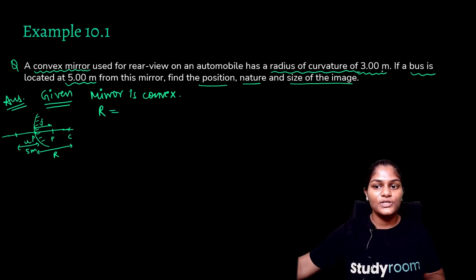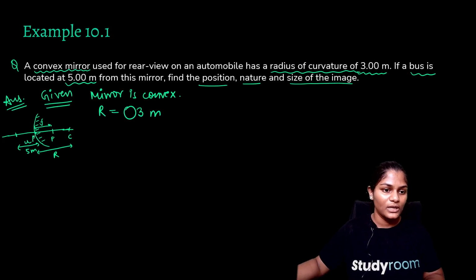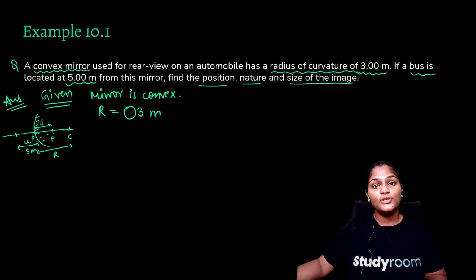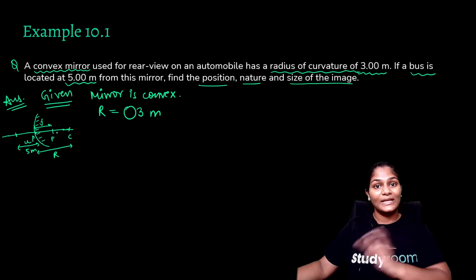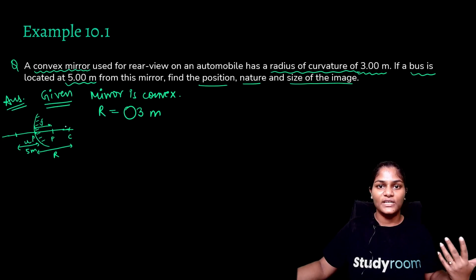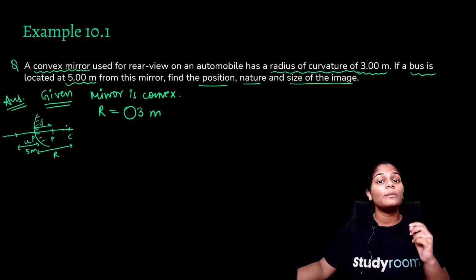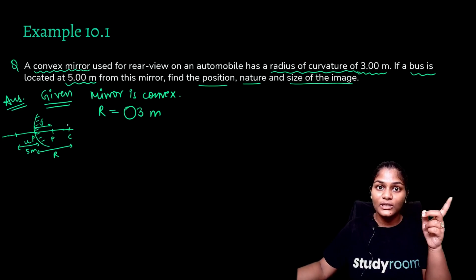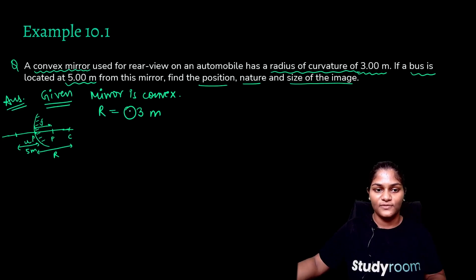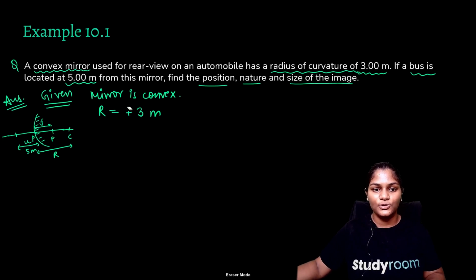So the radius of curvature is given to me as 3 meters. Great, 3 meters. Now back to the sign. What sign do I put here? Go back to the diagram. The radius of curvature, does it lie to the right side of the pole or to the left side of the pole? It lies to the right side of the pole. So would it be positive or negative? Think back to the number line. It would be positive. Awesome. So radius of curvature is plus 3 meters. I'm going to remove this.